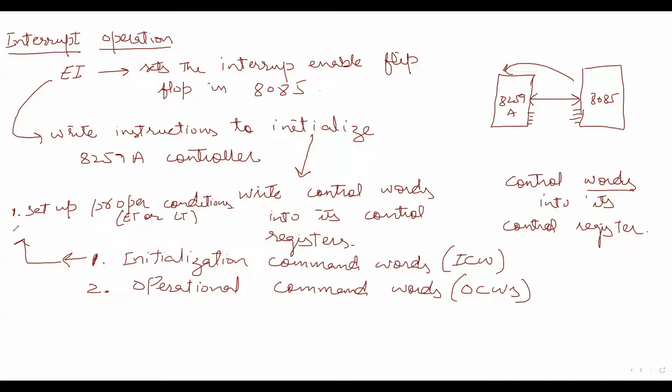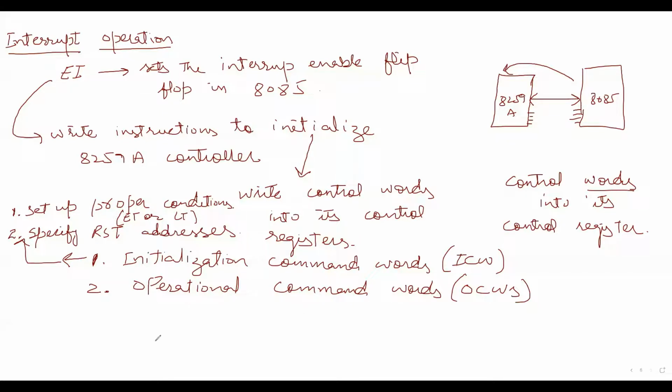The second functionality of these initialization command words is that they are used to specify RST addresses, or interrupt service routine addresses. That means if we have interrupt 1, what will be its starting address, the starting address of its interrupt service routine. Those addresses are also specified by initialization command words. So these are the two functionalities of these command words.